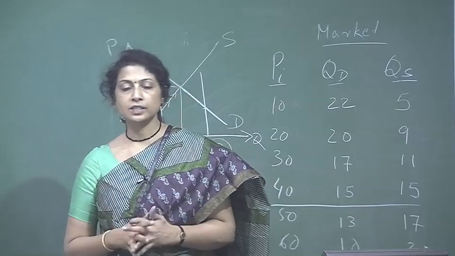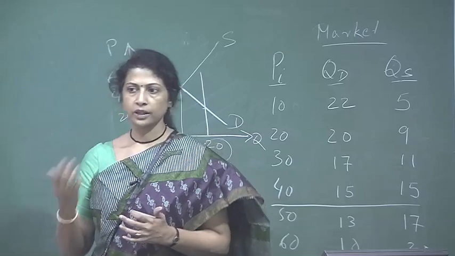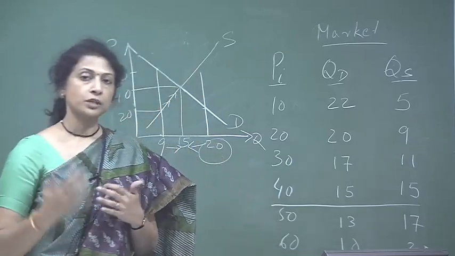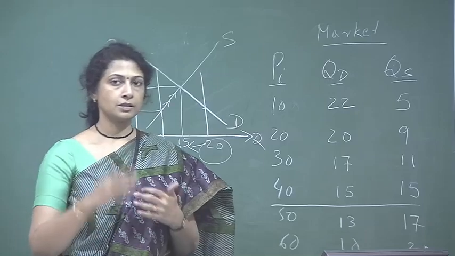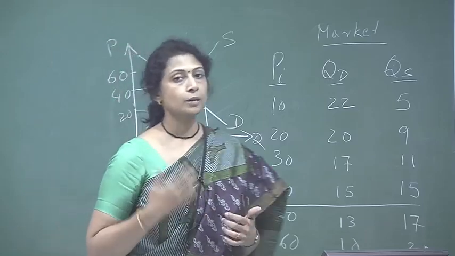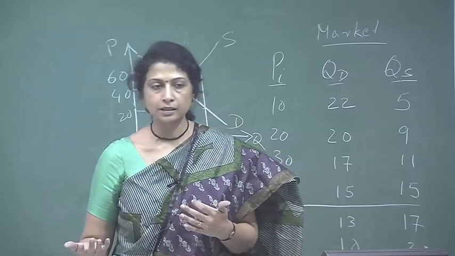So what are we seeing basically? What is correcting the market? When there is any movement away from the equilibrium, there is something which is correcting the market and the market is coming back to equilibrium. And what is that? That is the price. Price acts as a signal in the market.